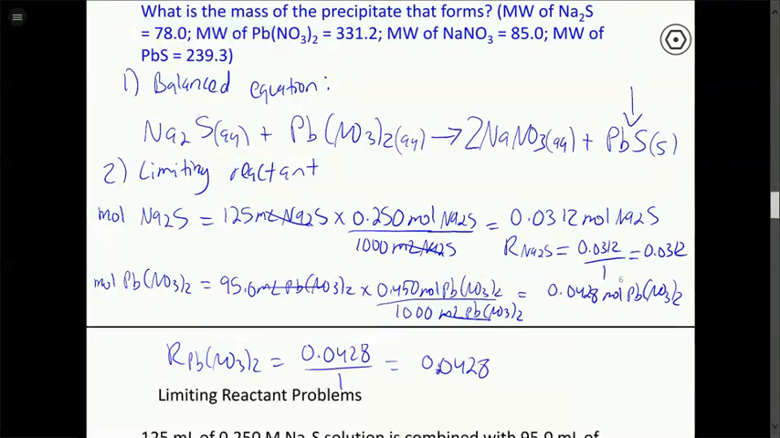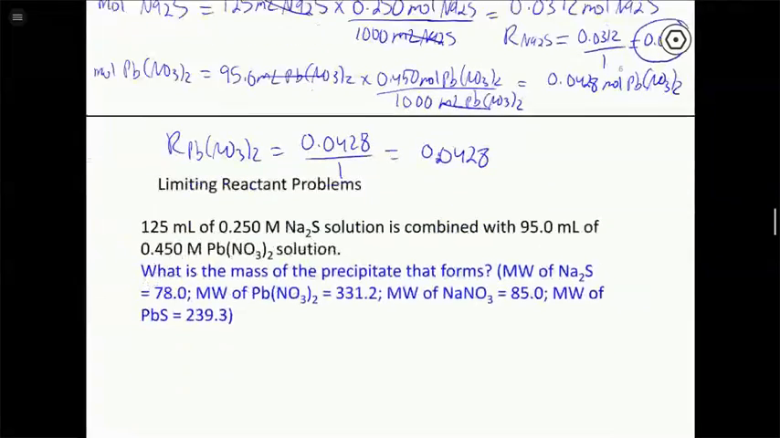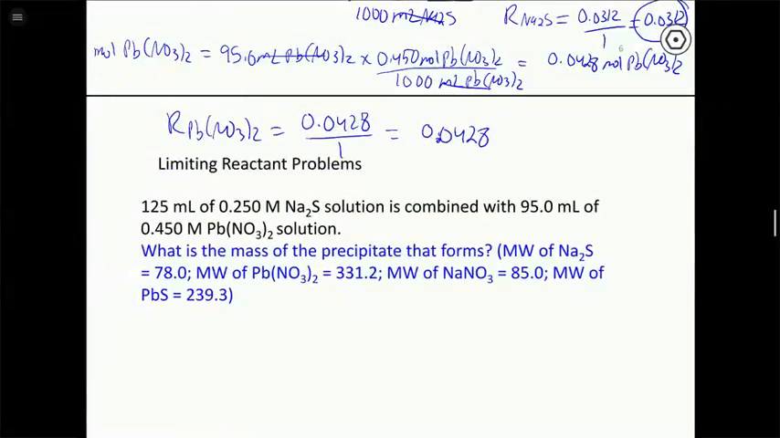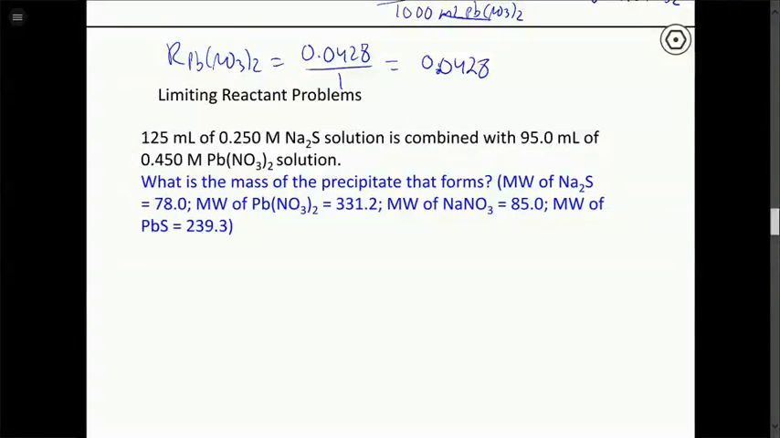All right, so we see that this is the smaller number. Sorry, this number here is the important one, the stoichiometric ratio. That's the smallest number, so this is going to be the limiting reactant. All right, so we have to find the limiting reactant first. This is the way that I like to do it. But remember, once we find the limiting reactant, all of our calculations start from there. So then the last step in this problem is going to be to do the calculation.